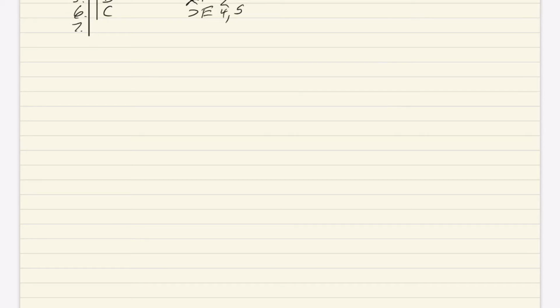In other words, if our premise is true, then the following conditional statement, if A and B, then C, follows via conditional introduction from 2 to 6. And that's it.